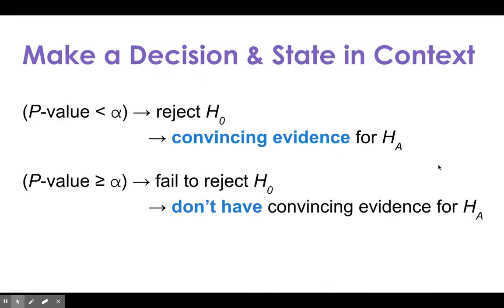And again, making a decision depends on your p-value. If it's less than alpha, you reject the null. If it's greater than alpha, you fail to reject.